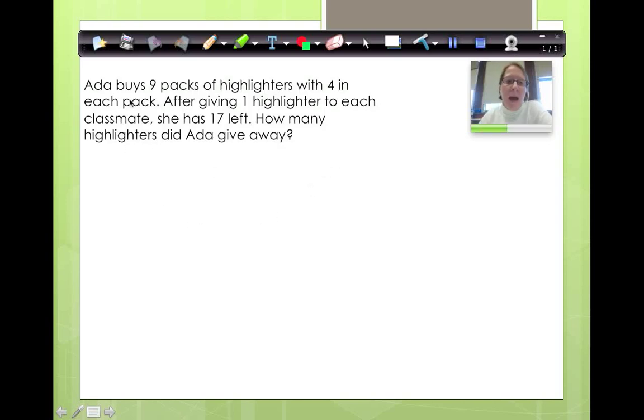Okay. Ada buys 9 packs of highlighters with 4 in each pack. After giving 1 highlighter to each classmate, she has 17 left. How many highlighters did Ada give away? Okay, so this is a 2-step problem. What do we need to do first? First, we need to find out how many she started with. And then, since we know how many are left, we will need to find out how many she gave away. And however many she gave away is the number of classmates she has.